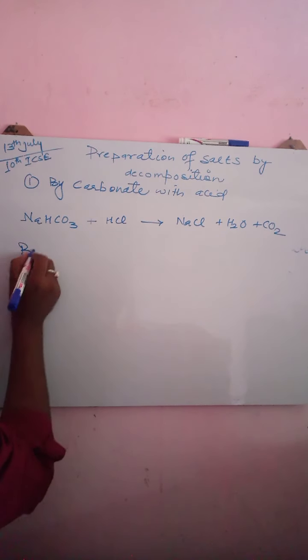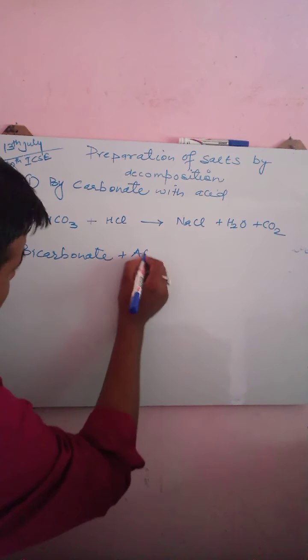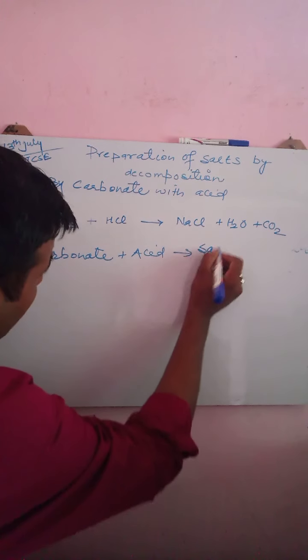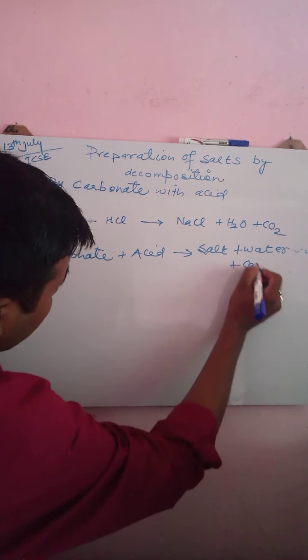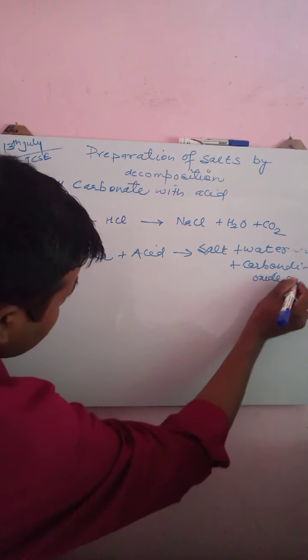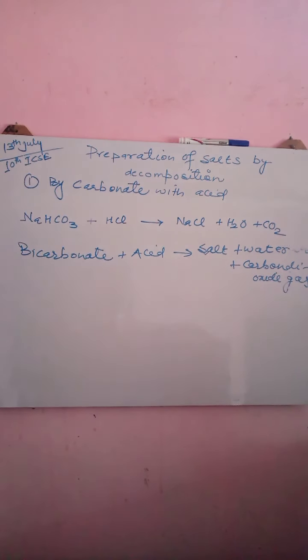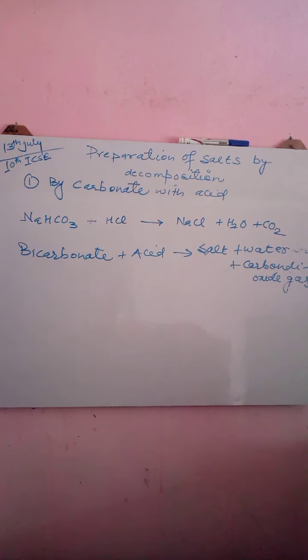Very common reaction. Whenever bicarbonate undergoes decomposition by acid, it produces salt plus water and carbon dioxide gas. So whenever bicarbonate undergoes decomposition, it always produces salt, water and carbon dioxide gas. I hope you understood. Okay, more equations we can see.